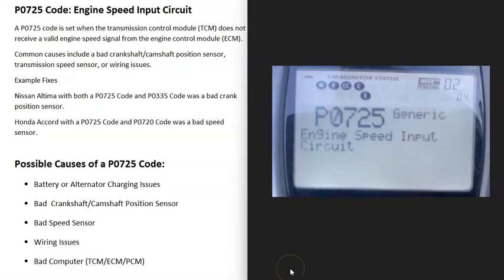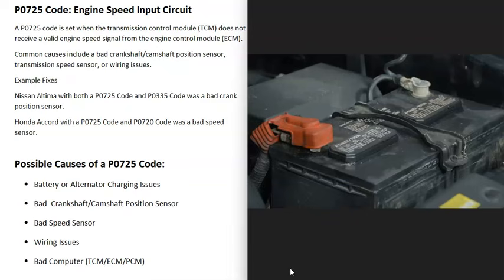And so what are some possible causes of a P0725 code? Well, the first thing to do whenever you're dealing with any kind of computer issues is be sure that there's no battery problems and that the alternator is charging correctly, because all these computer modules all need to have a good, stable power supply, and if they don't, then that can cause problems. So first thing, be sure that the battery's good and that there's no charging issues.